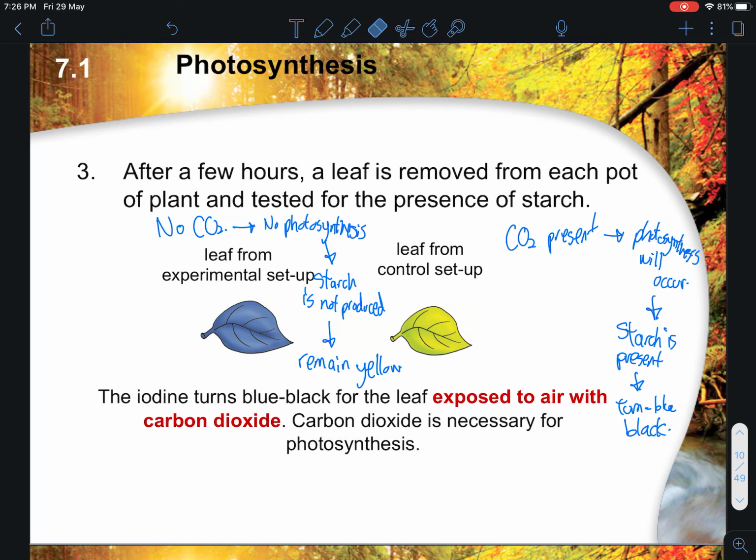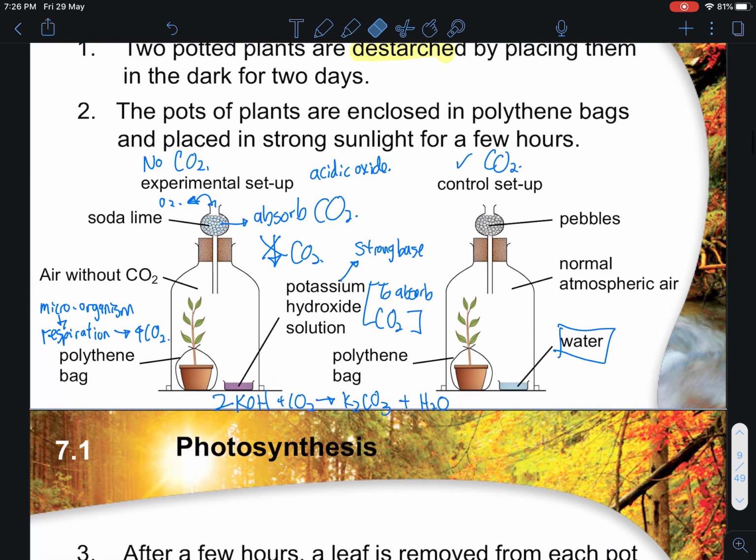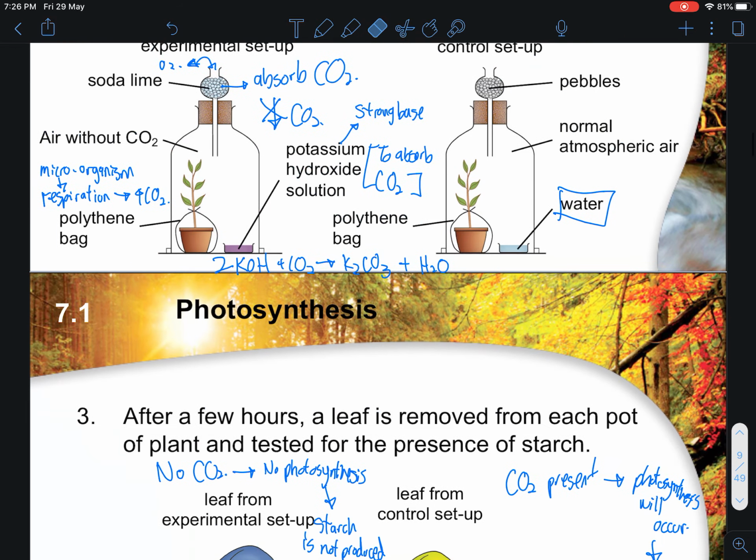So pay no attention to the color of the leaf. The iodine turns blue-black for the leaf exposed to the air with carbon dioxide gas. In this case, the experiment does not have CO2, so generally this one is wrong. It shouldn't be this color. So do take note of it.